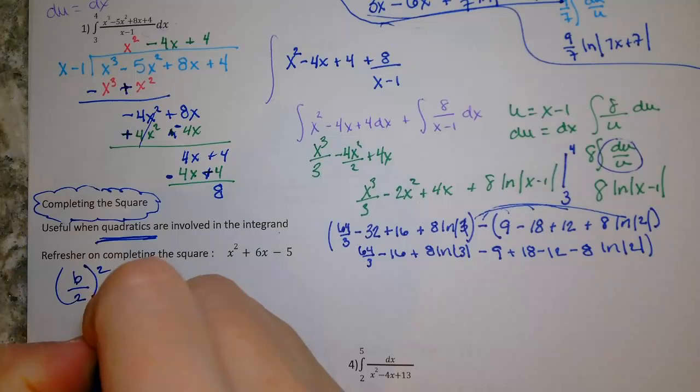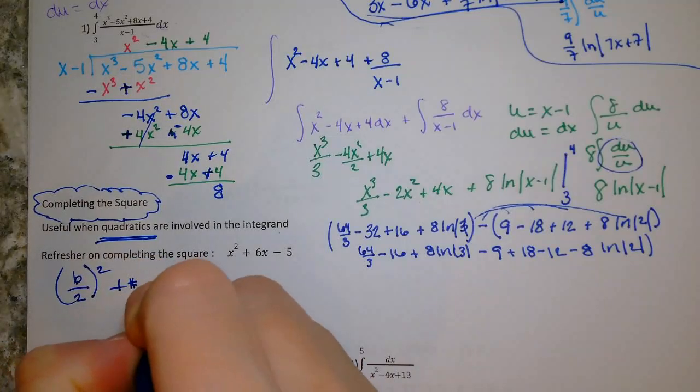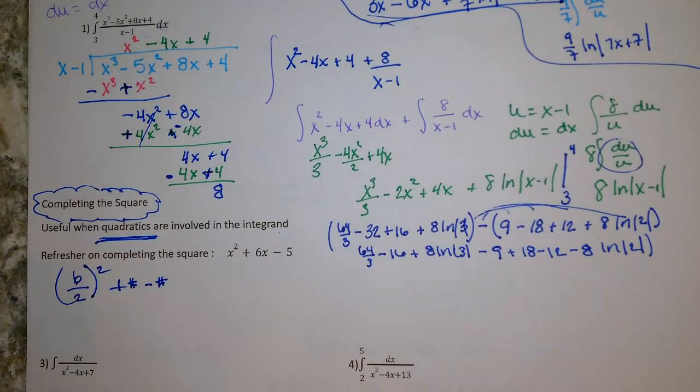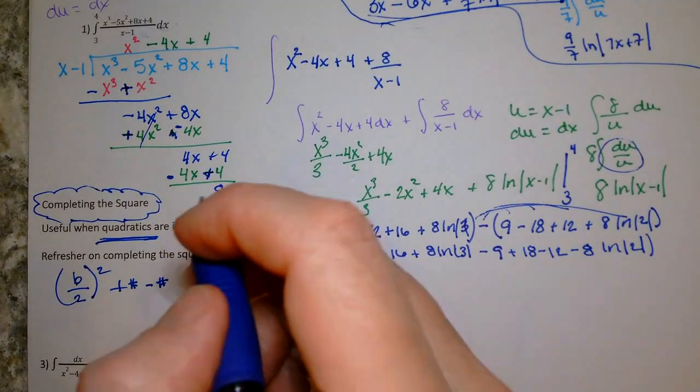And then you add the number and also subtract the number. Okay, now why do you add and subtract? Well, because basically you can't change the equation. But if you add it and subtract it, you basically haven't changed the equation because you put a 0 in. If I said plus 5 minus 5, it's basically like saying 0, and I haven't changed the equation at all.